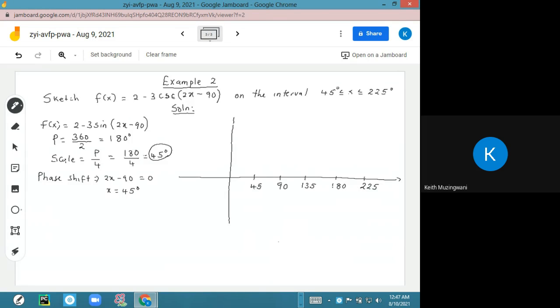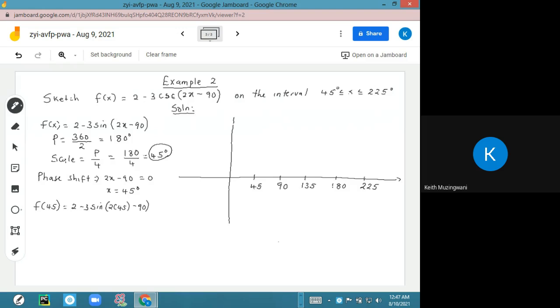And then get back to the function now. What is f of 45? That is 2 minus 3 sine 2 multiplied by 45 minus 90.